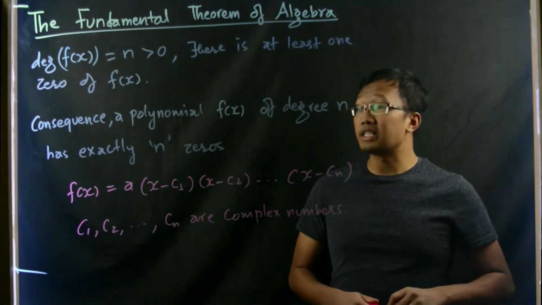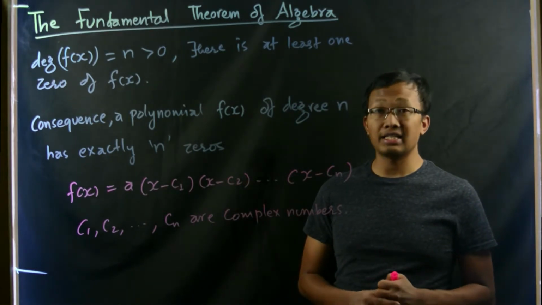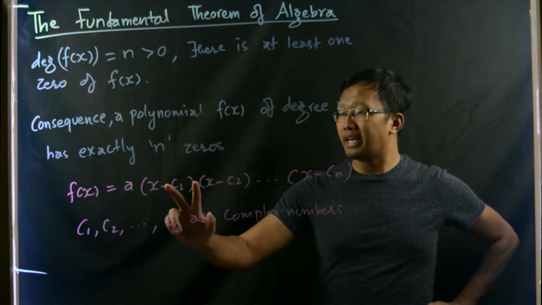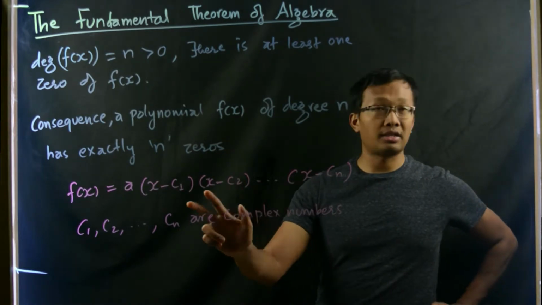So the corollary says that a polynomial function of degree n has exactly n zeros, or the polynomial can be factored into exactly n factors, where some of these factors may be repeated.